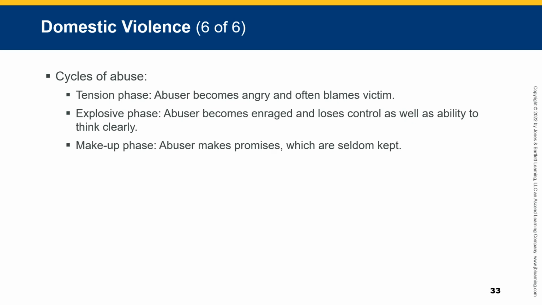Second is the explosive phase, where the abuser becomes enraged and loses control as well as the ability to think clearly. Most injuries to a victim occur during this stage. Then there is the makeup phase, where the abuser makes promises which are seldom kept, and this phase helps keep the abused person in the relationship with the abuser. EMRs may enter a domestic scene anywhere in this cycle, so understanding this cycle will help you anticipate the actions of both the abuser and the victim.